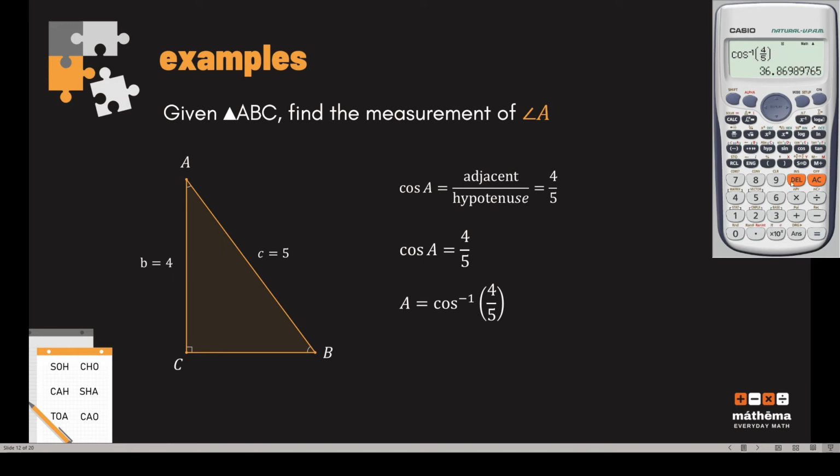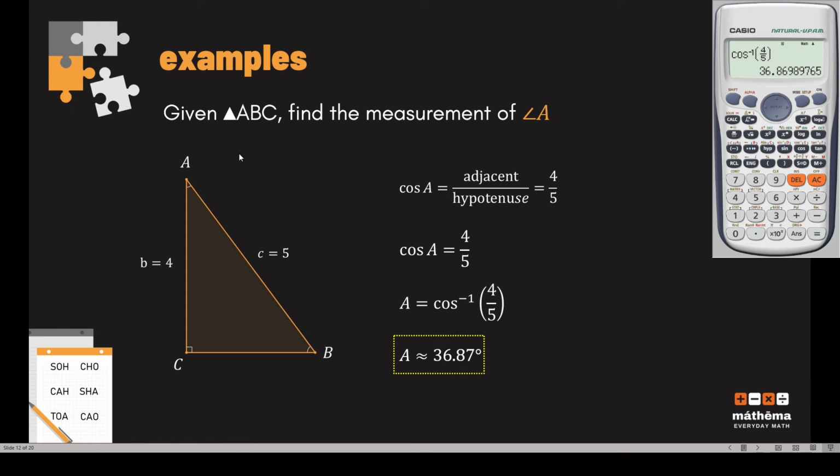That should give us 36.89 approximately. So that will be the value of angle A. I hope that is clear to everyone. If you do have questions, write them down in our comment section down below.